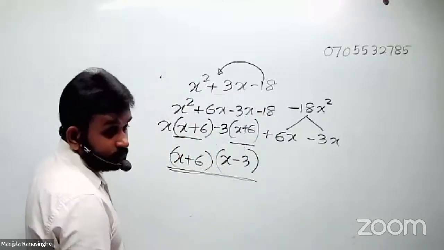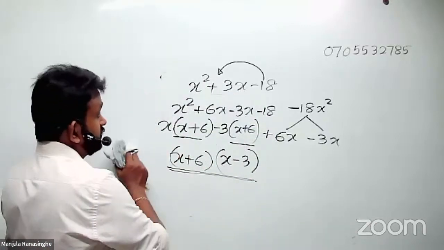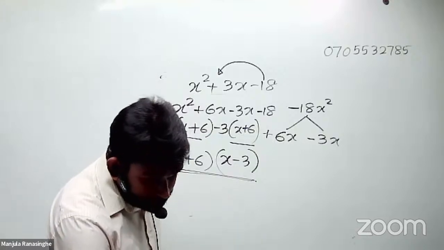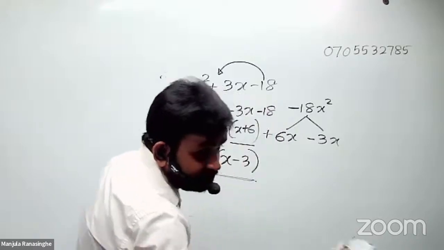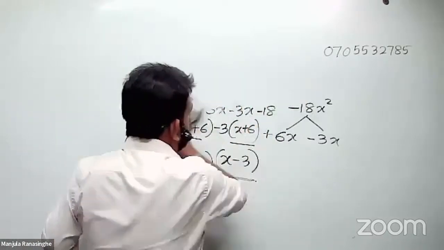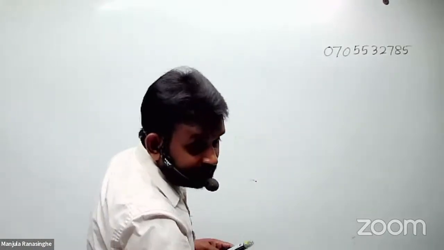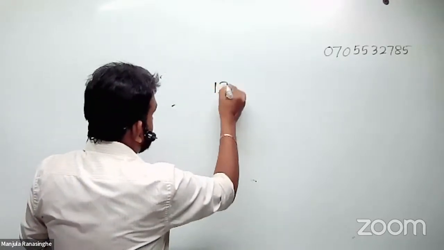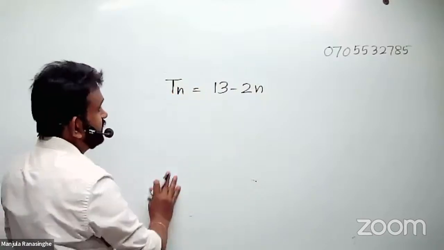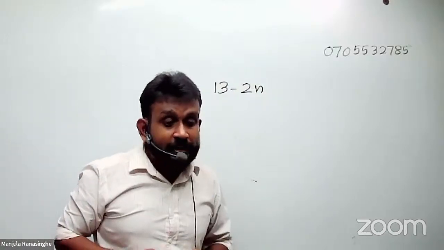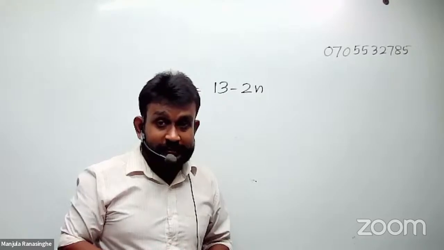Right, now we are moving to the next question, question number 6. The nth term of an arithmetic progression is 13 minus 2n. That is the nth term, tn, given as 13 minus 2n. Find the 10th term of the progression, the 10th term.